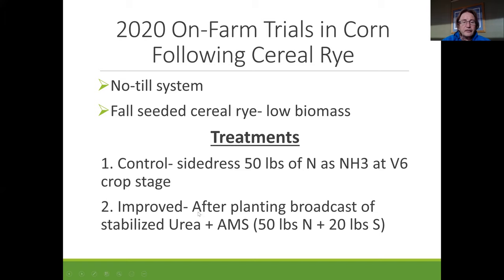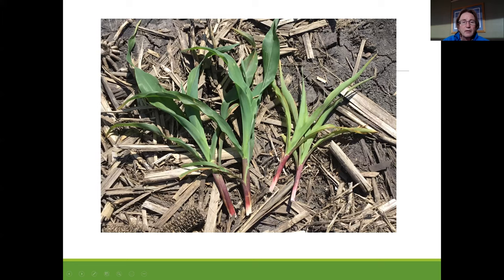The suggested practice, or the improved practice that we tried, was after planting, instead of side dressing 50 pounds of anhydrous, he broadcast stabilized urea plus AMS to give us 50 pounds of N and 20 pounds of starter. Here's a beauty shot of the treatments. On the left is the broadcast. This is right at the time of side dress and anhydrous ammonia.